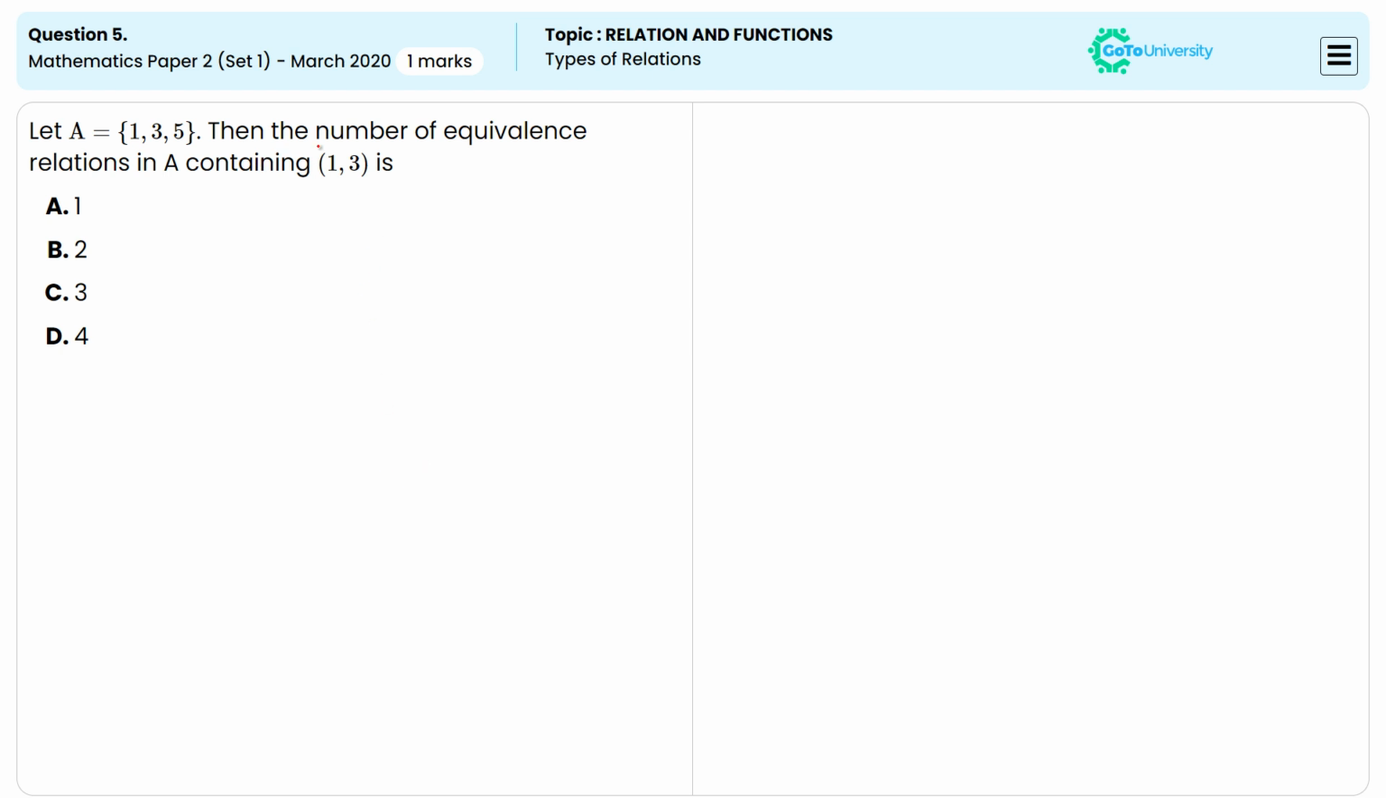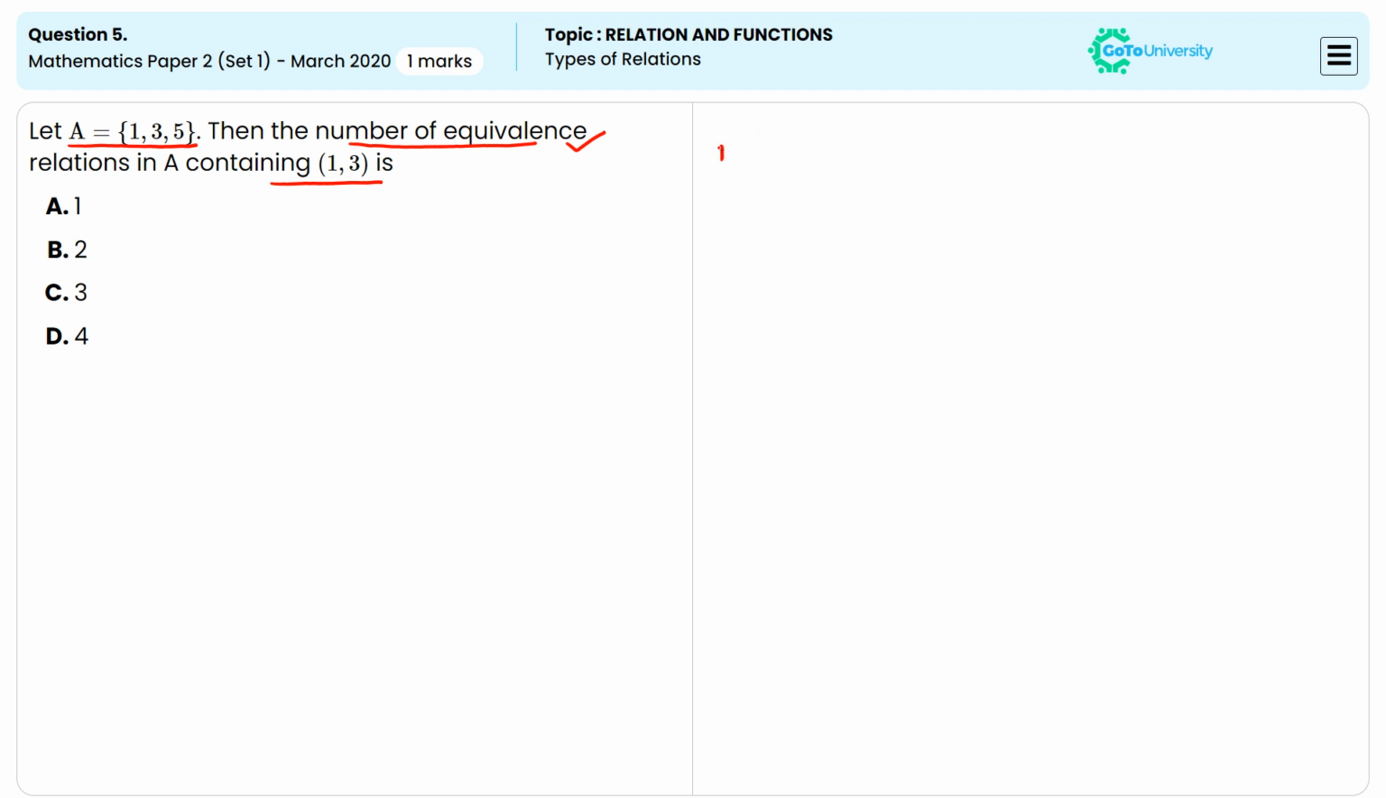In this question, we have been asked to find out the number of equivalence relations in A containing (1, 3), and the set A is given by {1, 3, 5}. Now, in order to find the number of equivalence relations, first let us understand the equivalence relation here. An equivalence relation is a relation which is reflexive, symmetric, and transitive. Now, let's start with it one by one.